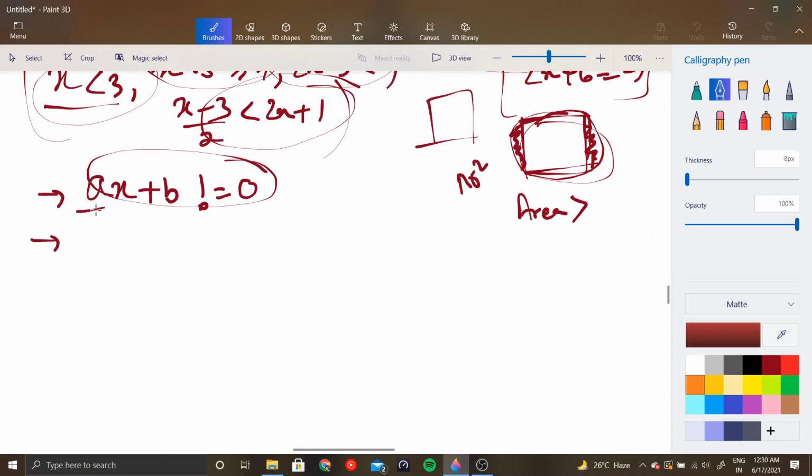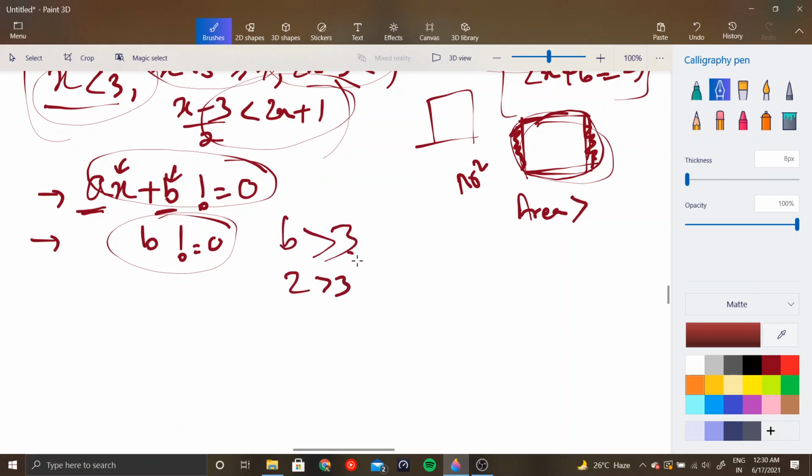So a can be anything, b can be anything, but not zeros. B can be 0, but A cannot be 0. So if A is 0, this basically means that B is not equal to 0. This no longer is an inequation. This is basically a statement. So B is greater than 3, 2 is greater than 3. What sense does it make? It makes no sense, right?